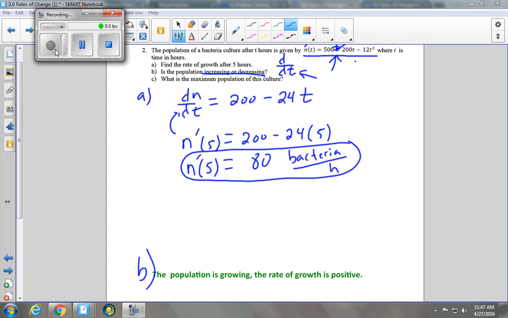All right, Rachel, there was a typo up there. That should be positive: 500 plus 200t. I'm fixing it on your booklet. You're welcome. I'll send you the bill.